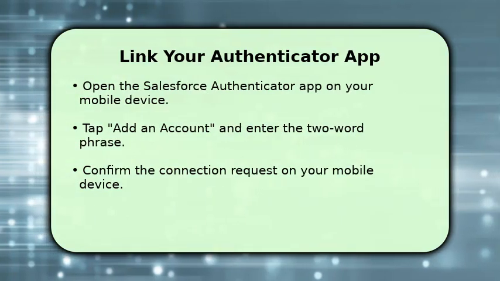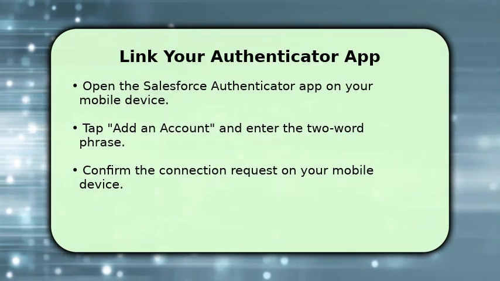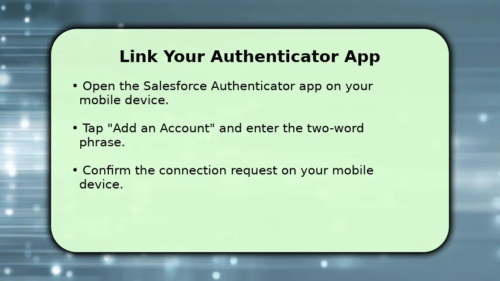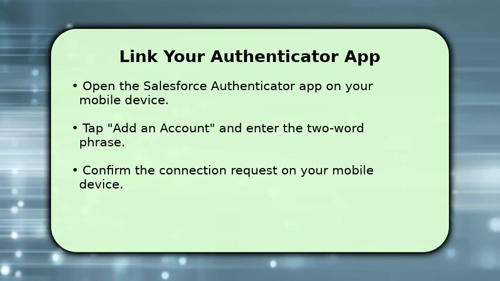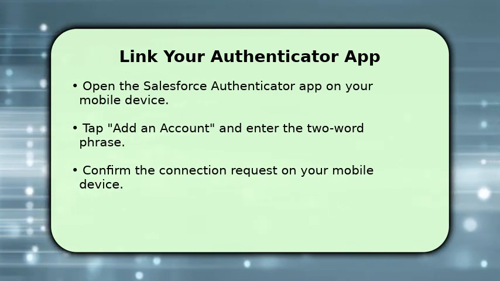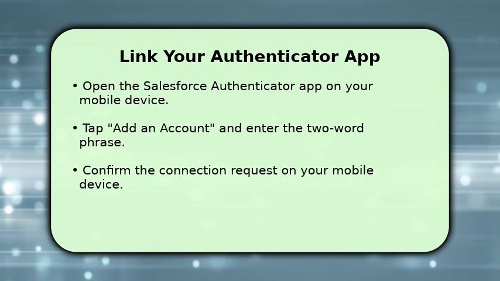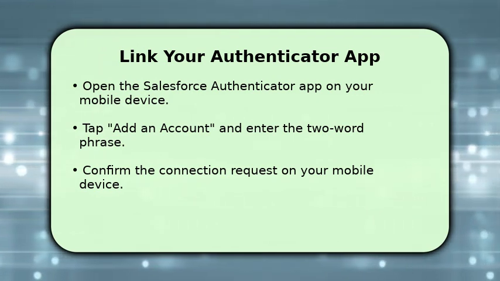Now, switch to your mobile device and open the Salesforce Authenticator app. Tap on Add an Account and carefully enter the two-word phrase that Salesforce displayed in your web browser. After entering the phrase, the app will prompt you to confirm the connection. Simply tap Connect or Approve on your phone to finalize the link between your Salesforce account and the Authenticator app.